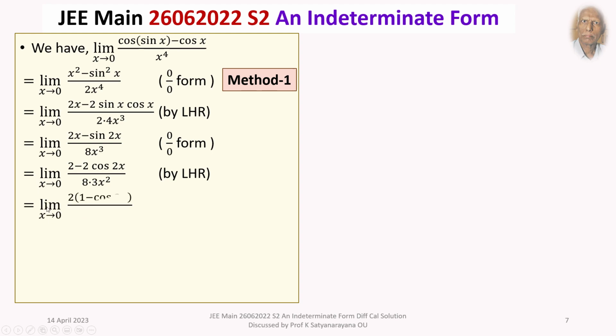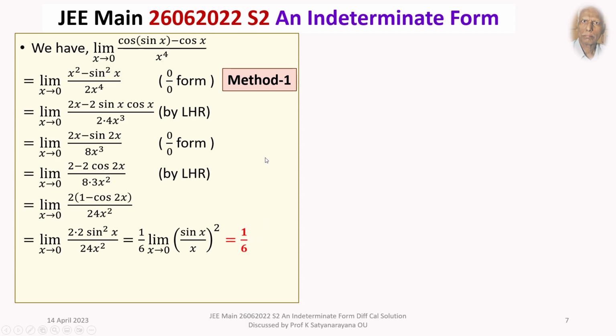Now the limit as x tends to 0, the numerator is 2 into 1 minus cos 2x by 24x square. 1 minus cos 2x is 2 times sin square x, so that is equal to the limit as x tends to 0 of 2 into 2 sin square x by 24x square, and 2 into 2, 4 by 24 is 1 by 6, times the limit as x tends to 0 of sin square x by x square, that is the limit of sin x by x whole square. As x tends to 0, sin x by x takes the value 1. So you will get 1 by 6 as the answer. So the limit as x tends to 0 of the given function is 1 by 6.